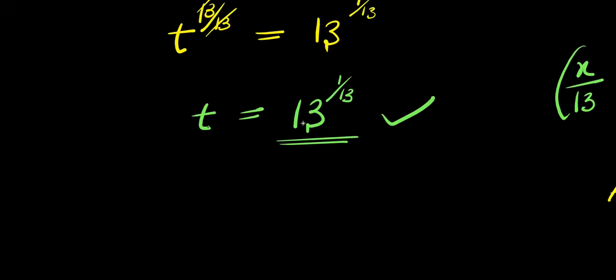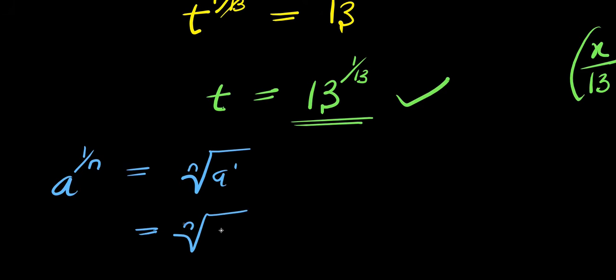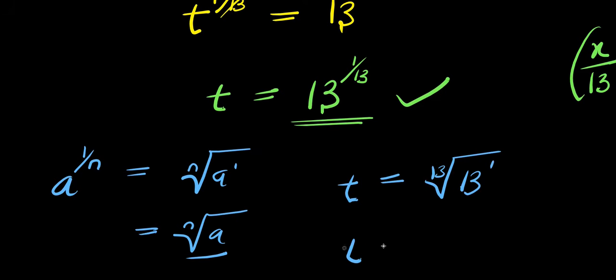And to make use of the same identity that we had earlier on, a^(1/n) equals the nth root of a to the power of 1, which is just like writing the nth root of a. That means t equals the 13th root of 13 to the power of 1, which means t equals the 13th root of 13.